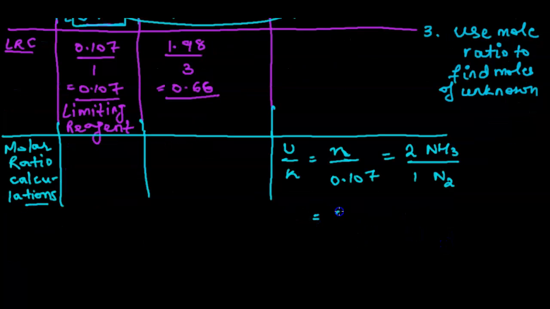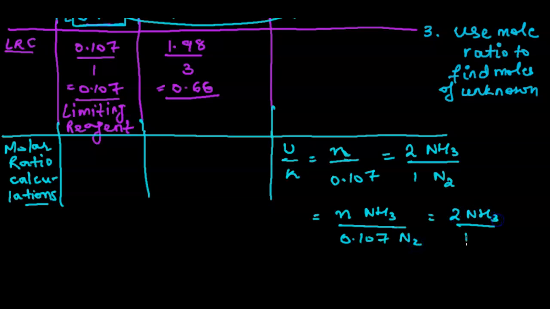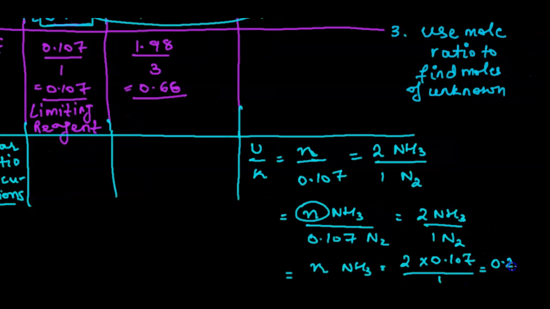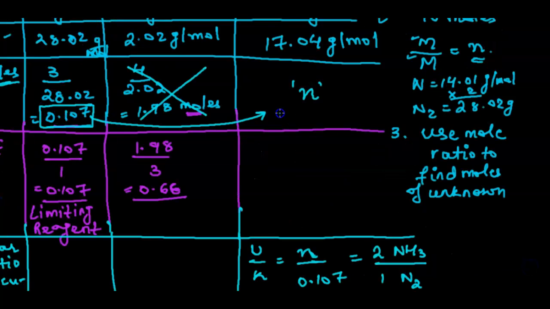So technically we have N moles of ammonia, that's what we are looking for, divided by 0.107 moles of nitrogen, is equal to 2 moles of ammonia divided by 1 mole of nitrogen. So we're using this ratio proportion technique in order to find out the unknown moles, that is N. And then all we have to do is just isolate N. Moles of ammonia is equal to 2 multiplied by 0.107 divided by 1, and that gives us 0.214. So the number of moles that we have got here is 0.214 moles.